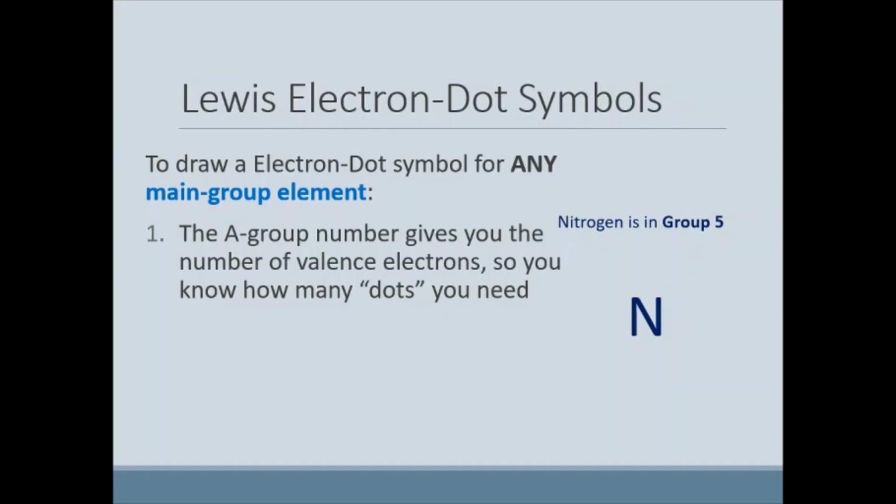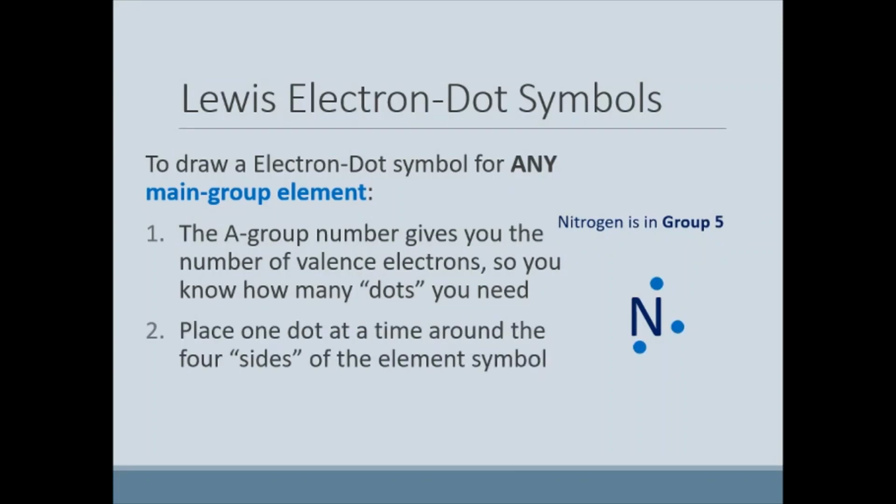Knowing how many dots you need to draw, you draw 1 dot around your nitrogen, 1 dot on each side, and make sure that each side of your nitrogen has 1 to begin with. After that, you can start doubling up on your dots or doubling up on your sides.